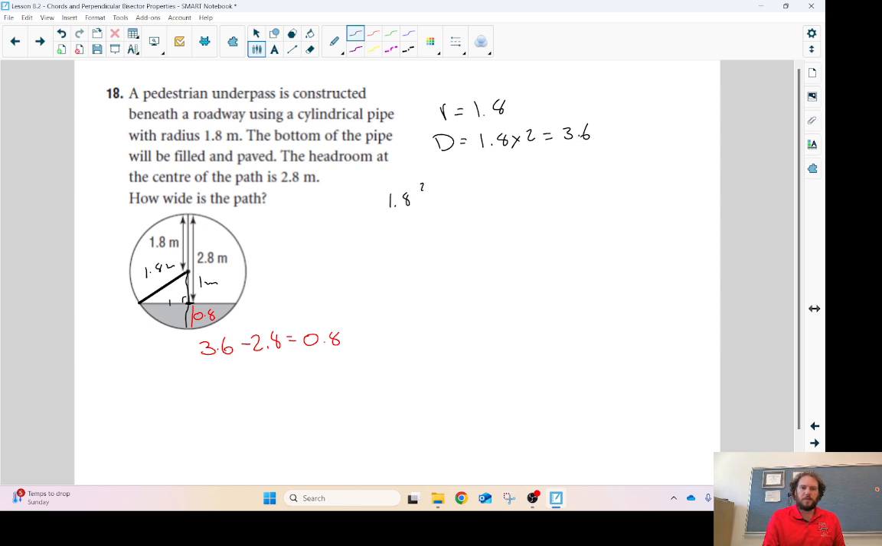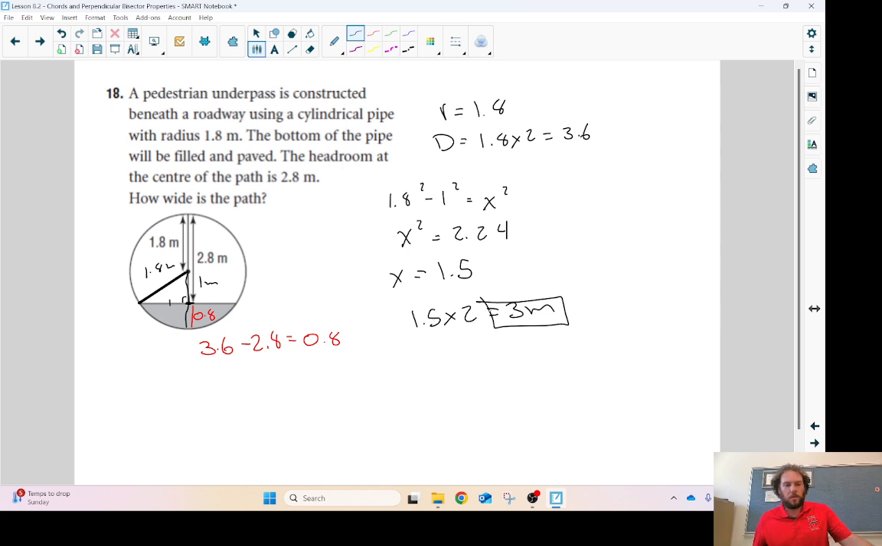So 1.8 squared minus 1 squared is equal to my missing dimension squared. So let's do that. So we get 1.8 squared, and we're going to minus 1 because that's 1 squared. And we get the square of that dimension is equal to 2.24, right? And then we're going to square root that, and we get that missing dimension right here is equal to 1.5. And then in order to find the whole width of my walkway, again, what we have to do with that 1.5 is we have to times it by 2, and we see that our walkway is 3 meters.